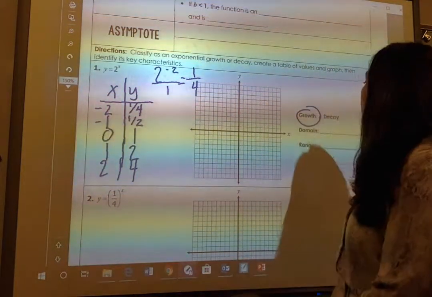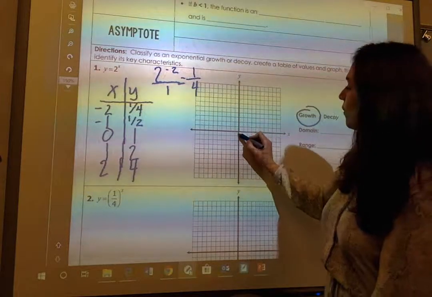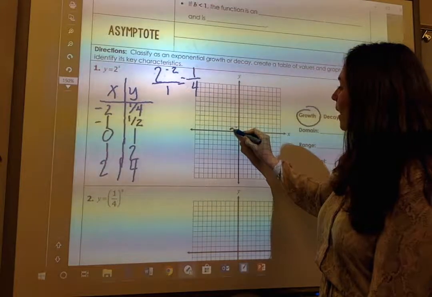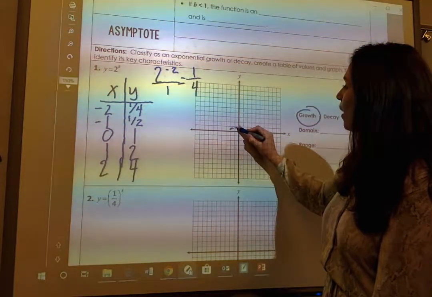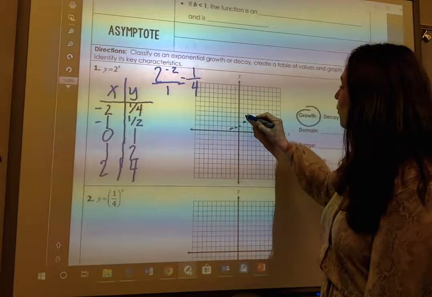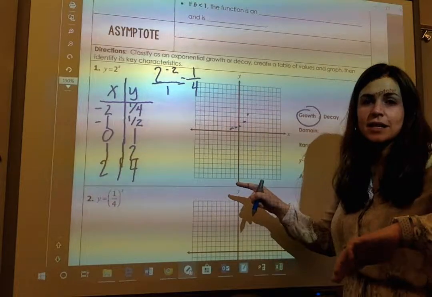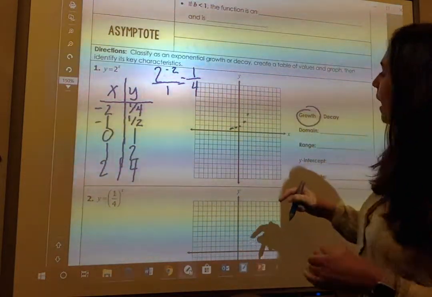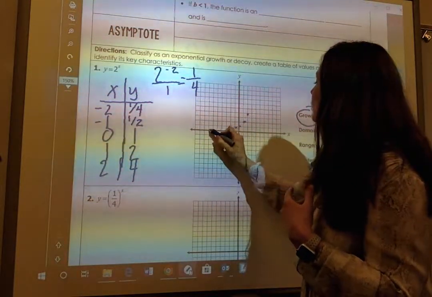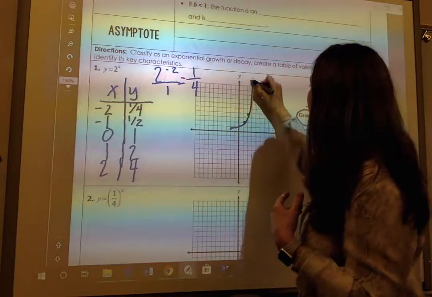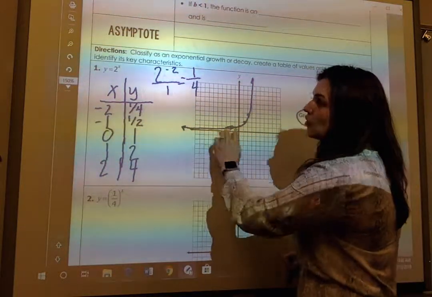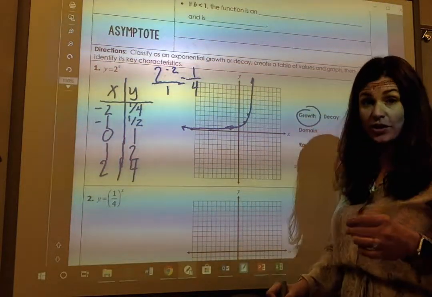That's not a problem. When I graph this, if I have -2, 1/4 is right here. When I have -1, 1/2 is right here. 0 and 1, 1 and 2, 2 and 4. So this is a little off, but you can kind of see the curve of that line. Again, the more points I have, the more I could fill this graph out. But you'll notice this line is going to come up, and then it's going to create an asymptote. It's going to come really close to 0, but it's never going to touch 0.